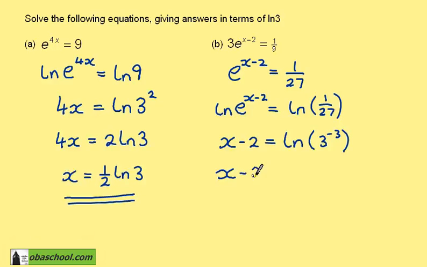So x minus 2 is going to be equal to minus 3 log 3, and then adding 2 to both sides, x is equal to 2 minus 3 log 3.